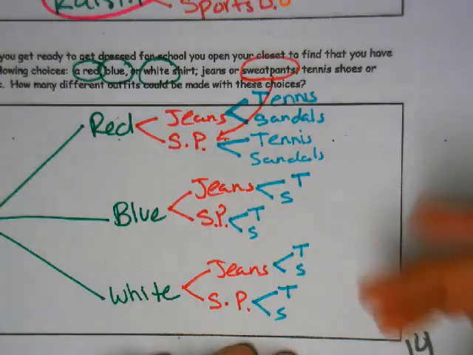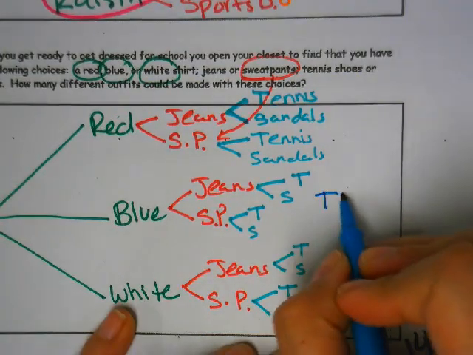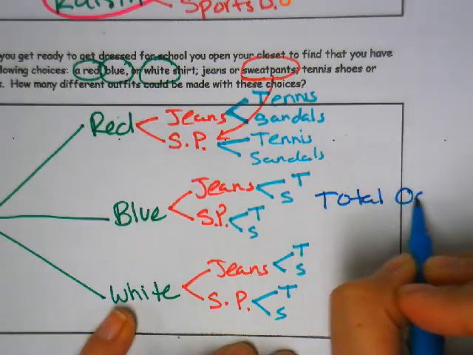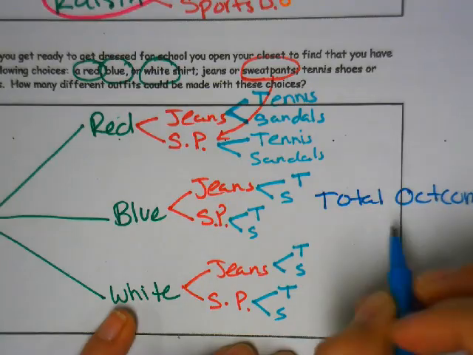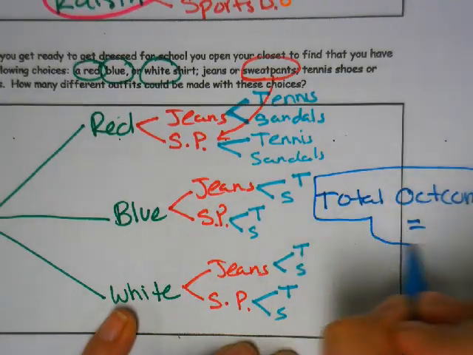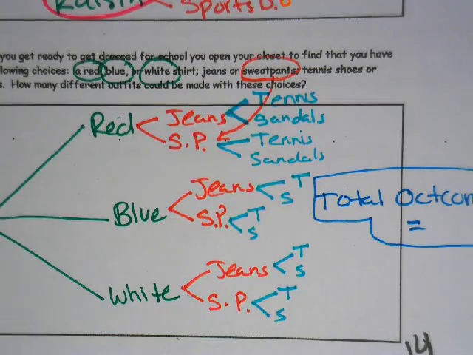All right. What is my total outcomes? I got 12. How'd you guys get 12? What are we counting?